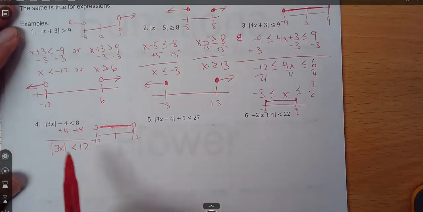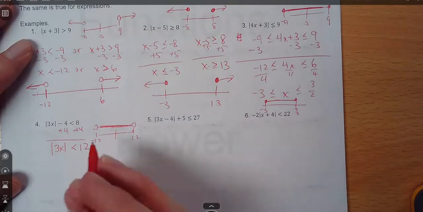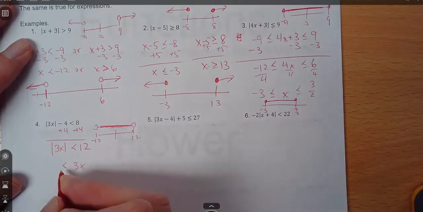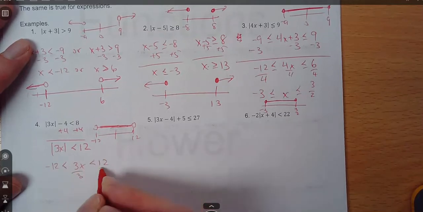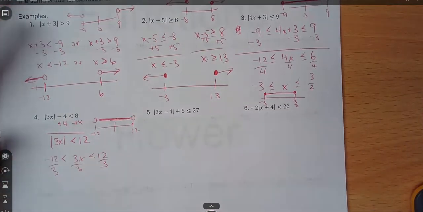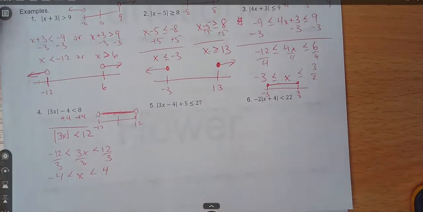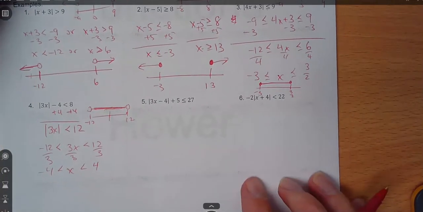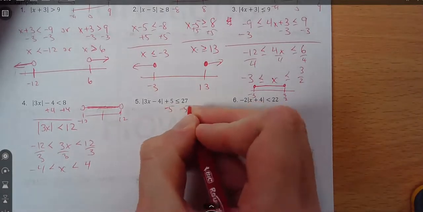So that means this expression is going to be between two numbers. So 3x is greater than negative 12, but it's less than 12. Now let's divide by 3 to find out what x is. So x, negative 4 to 4. Okay. I'm going a little bit faster here because the video is getting long. I don't want to be too long here, but I'm going to subtract 5 from both sides first.